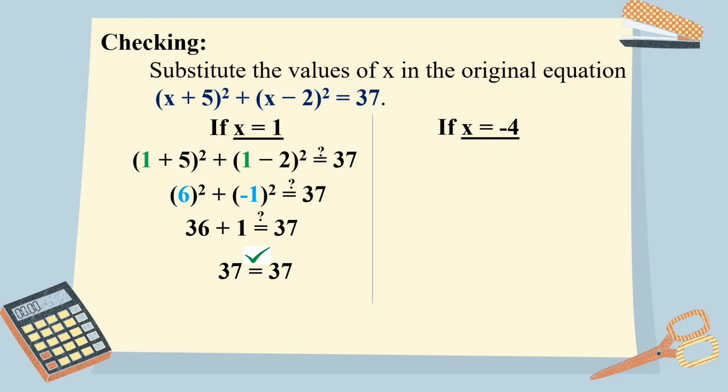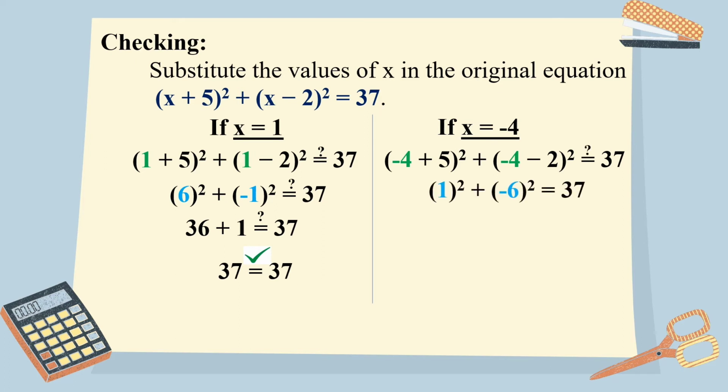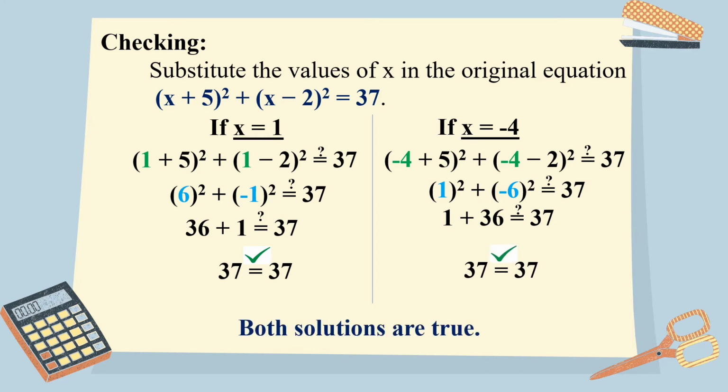Let's do the same process to the other root, which is negative 4. Quantity negative 4 plus 5 square plus quantity negative 4 minus 2 square is equal to 37. Perform the operation inside the parentheses first. So we will have negative 4 plus 5 is 1 and negative 4 minus 2 is equal to negative 6. And then 1 square is 1 plus negative 6 square is 36. 1 plus 36 is equal to 37, and this is another solution. Therefore, both solutions are true.